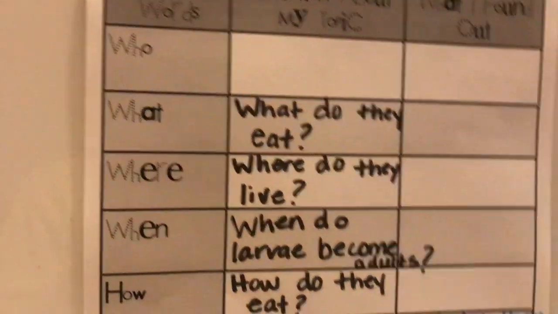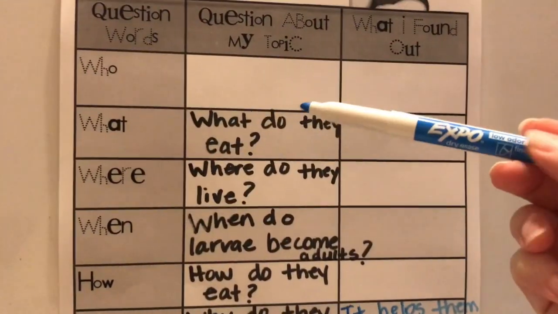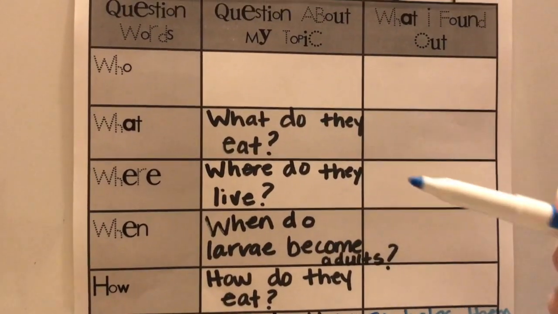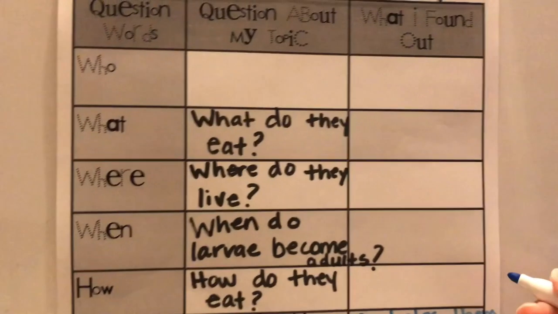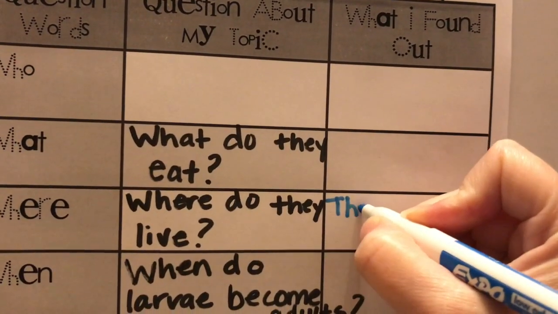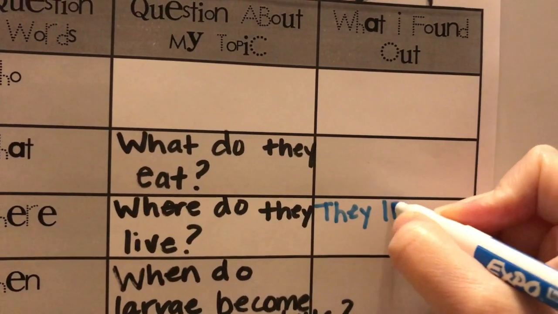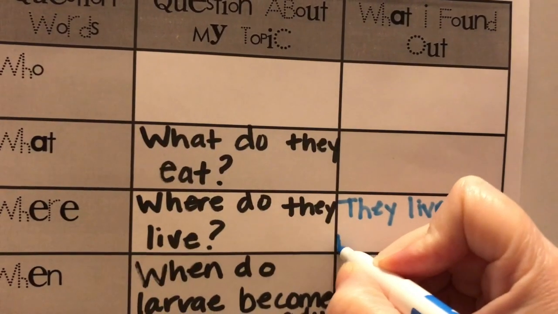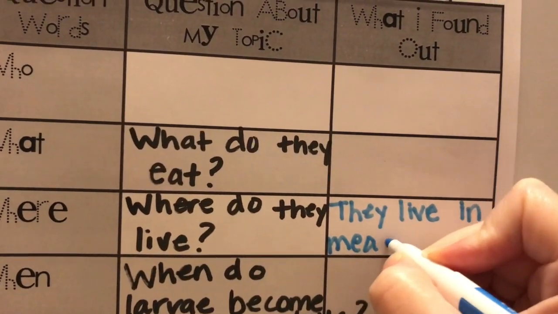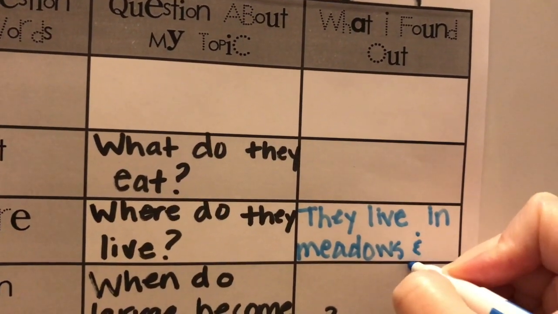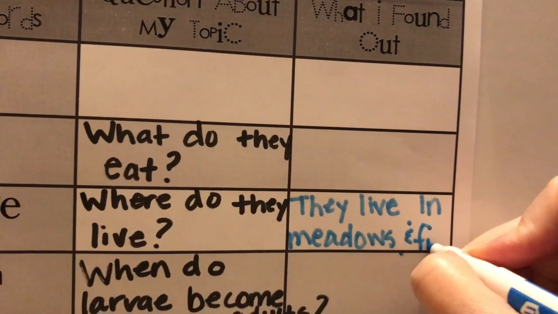Okay, awesome. So the habitat talks about where they live. So it's not going to answer what they eat, but it will answer where do they live. And it says they live in meadows and fields. So we can write, they live in meadows and fields.